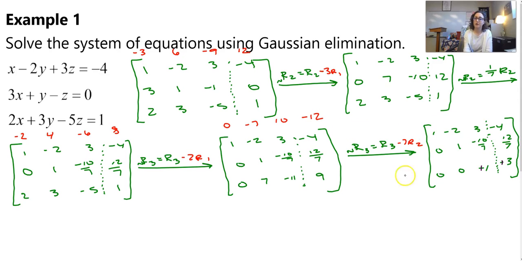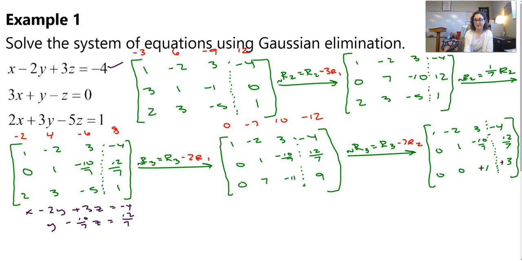So let's convert our rows back into equations, okay? So if I take this string for row, that top row, that is equivalent to x minus 2y plus 3z equals -4, which is what I started with up here. Let's keep going here. The second row, I have 0x, I don't have to write that, plus 1y minus 10/7 z equals 12/7.